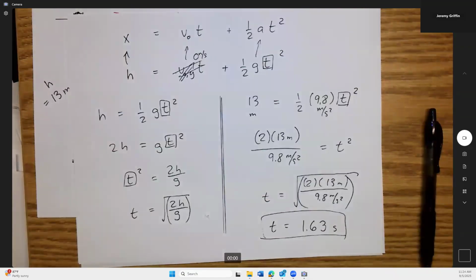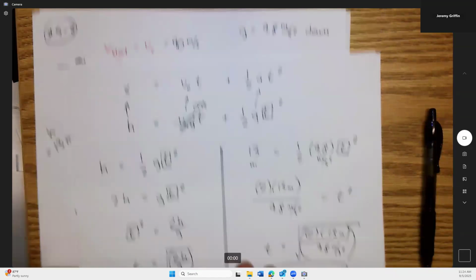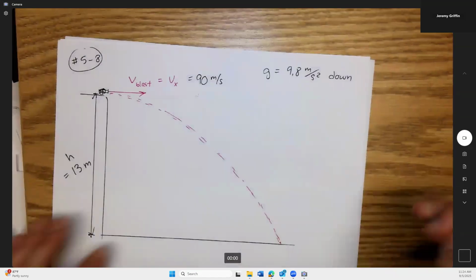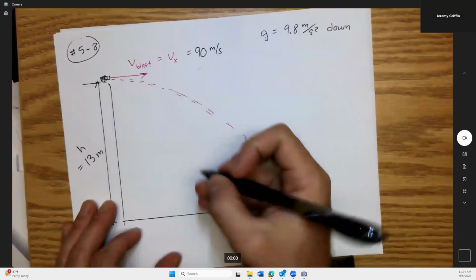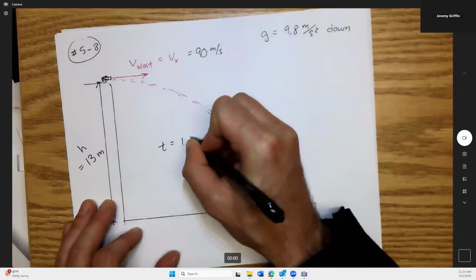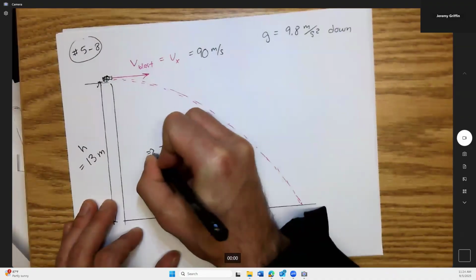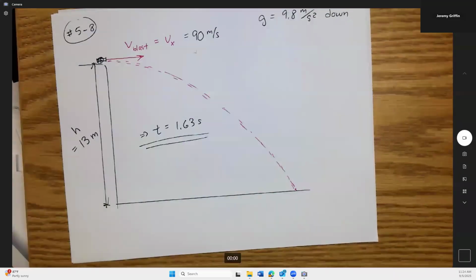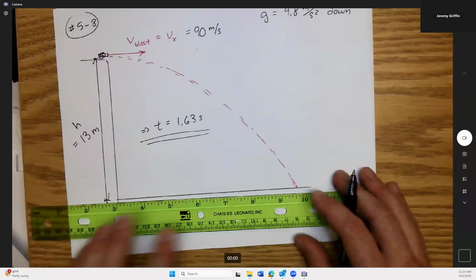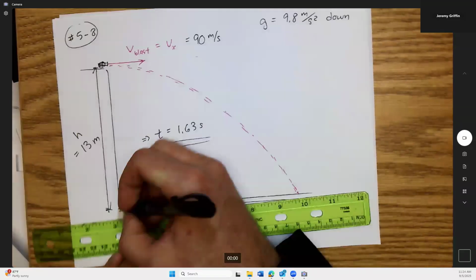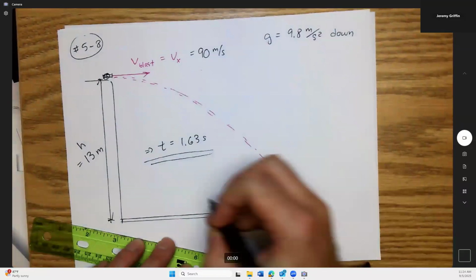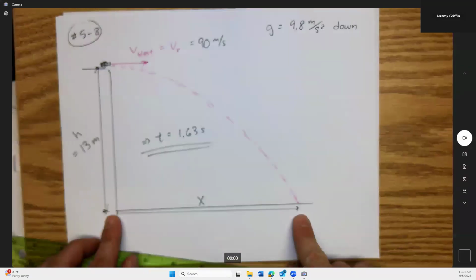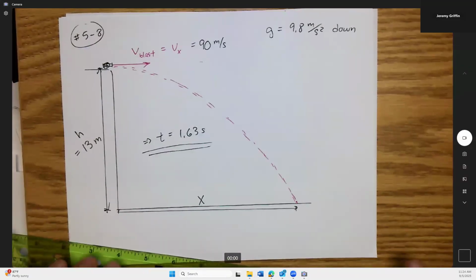So now that we got the time, I know how much time it takes to get from here to here. I'll go ahead and write that. Say t equals 1.63 seconds. Okay, so I solved that. The next question is, how far from the base of the cliff does this cannonball land? So I'll call it x. Sometimes you see d or x. You might see either one of those.